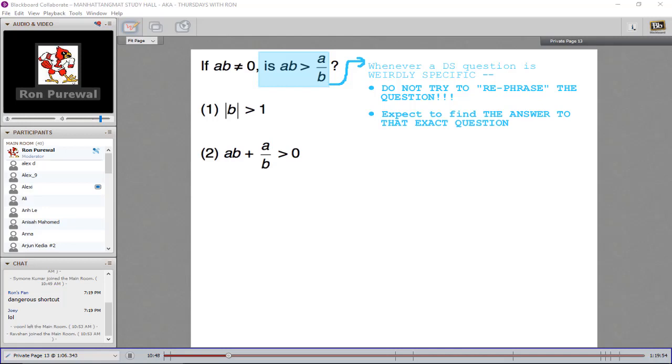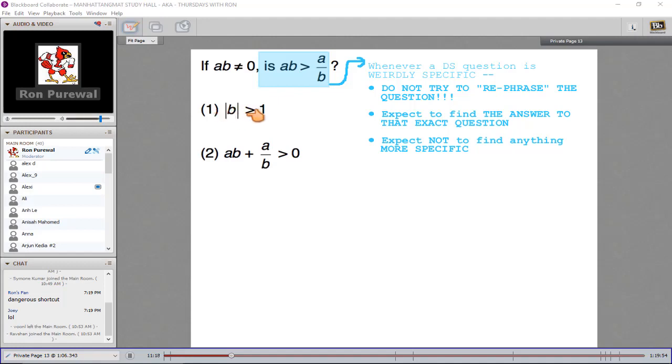And you should expect not to find anything more specific. So in other words, you should not expect to find A and B. You should not expect to find signs of A and B. Nope. You should just expect to be able to answer this. Keep this in mind. Okay. Let's talk about this.